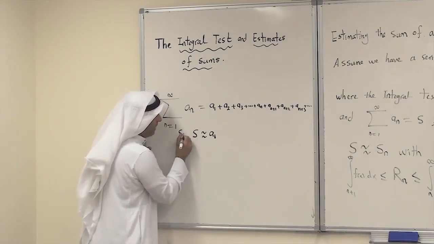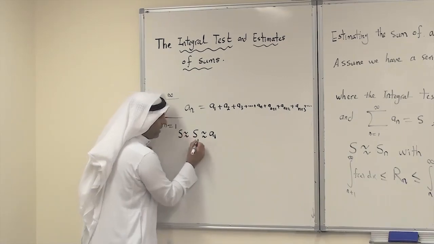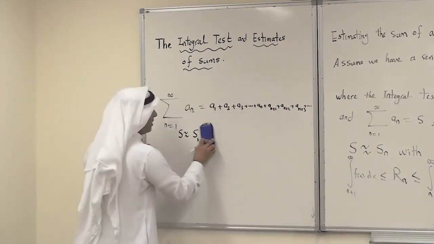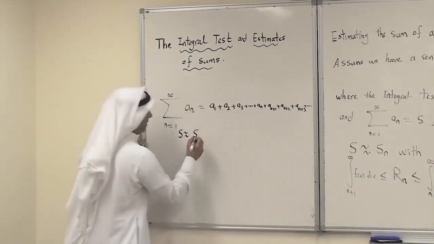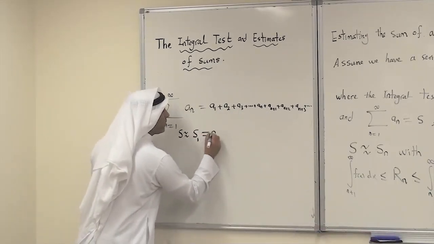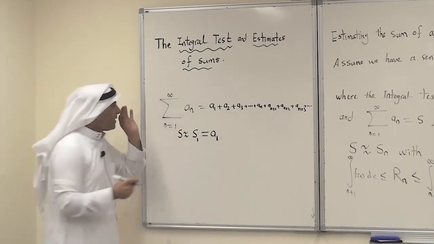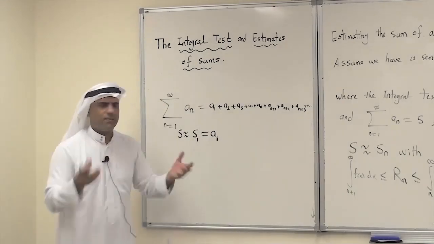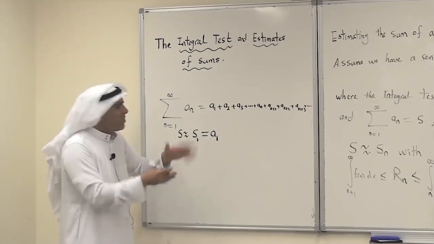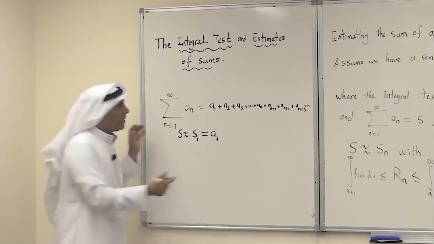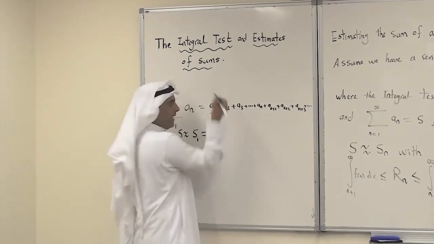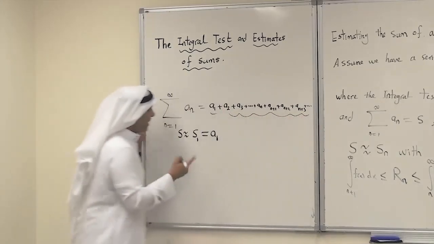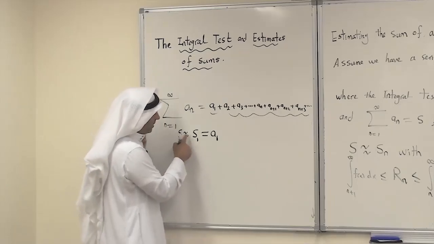Let us write it this way. S is approximately equal to S1, and S1 is exactly equal to A1. Let's write it this way to see what will be the error here. If you are only taking the first element, what are the terms you are missing here? The terms that you are missing are called the error in that estimation. So if you take only the first element, all of these will be your error. So in that case, we have S approximately equal to S1.